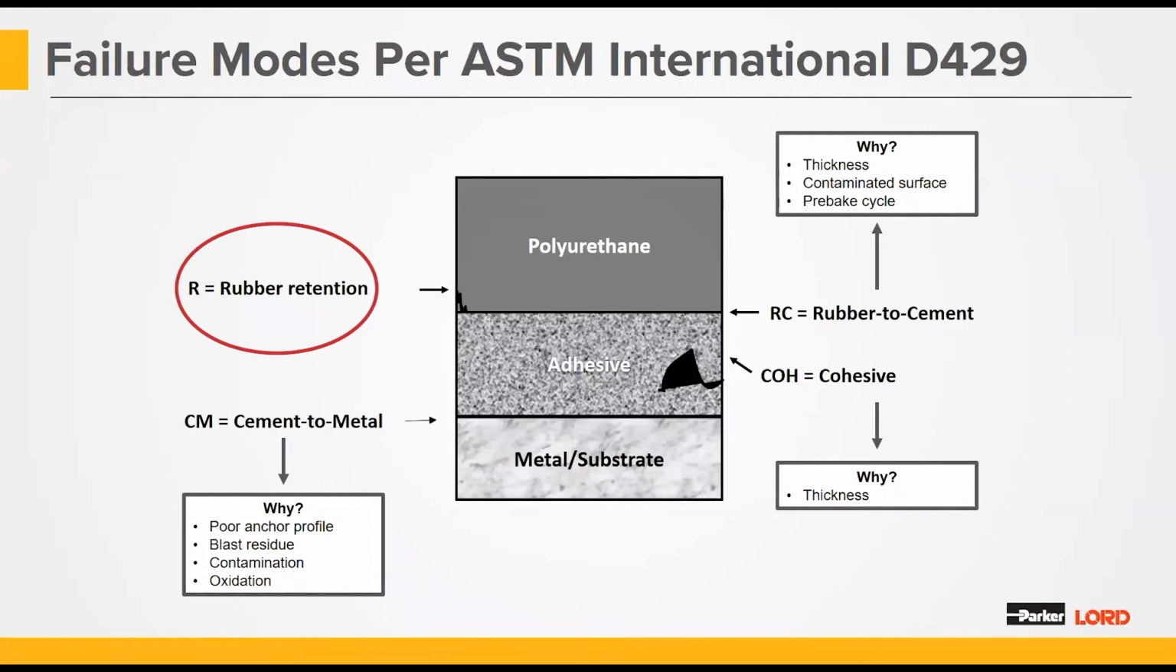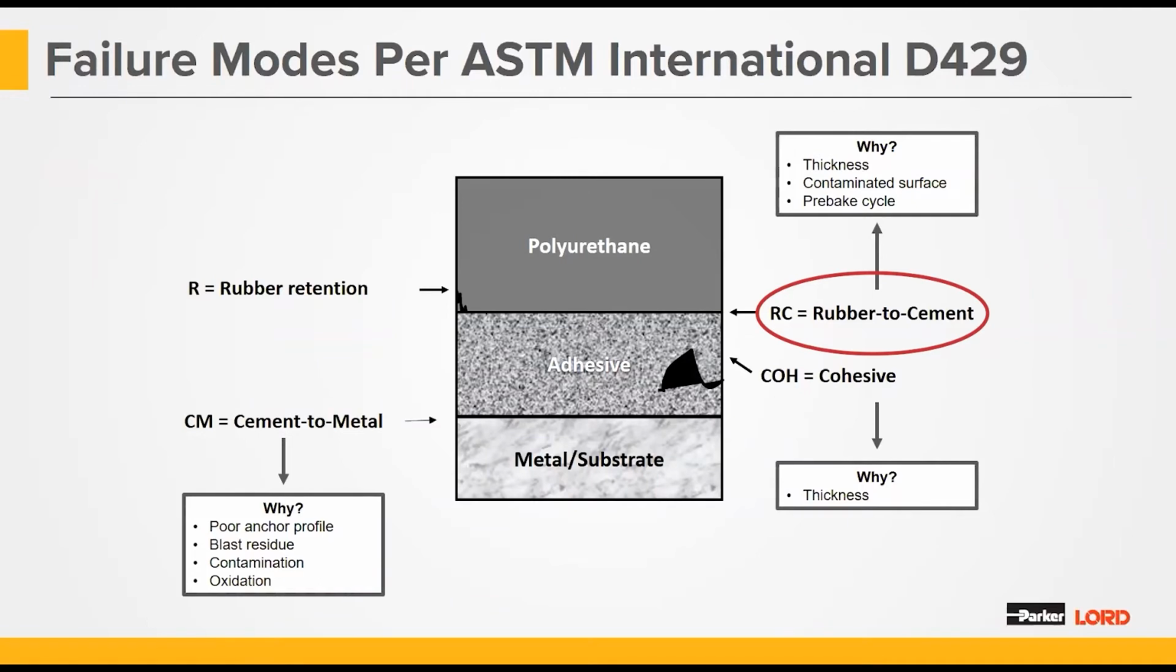What does that mean? It means that the adhesive has bonded at the interface to the metal substrate and with the polyurethane in such a fashion that when it's destructively tested, the adhesive bond is actually stronger than the polyurethane, and it fails within the polyurethane, giving us rubber retention.